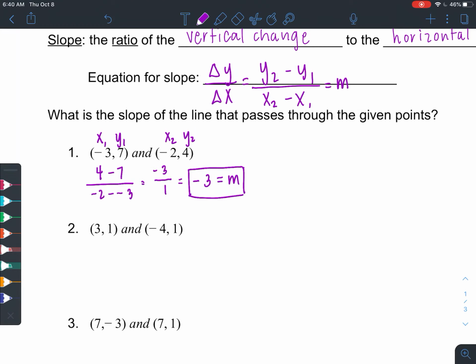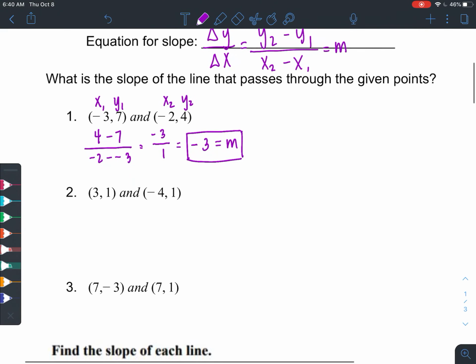Okay, so then for our next one here, we've got 3, 1 and negative 4, 1. I'm actually going to switch it up a little bit. I'm going to call this one x2 and y2, and this one x1 and y1. It doesn't matter which one we pick as which one. You could do it the other way. Your math's just going to look a little different, but your answer will be the same.